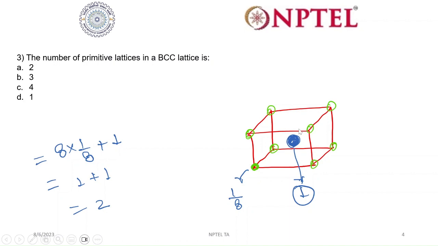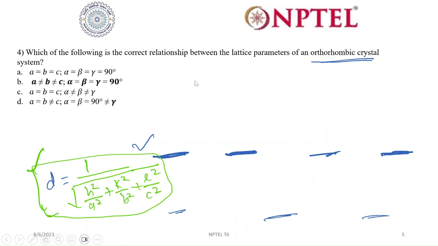Which of the following is the correct relation between the lattice parameters of the orthogonal crystal system? So the answer is D. Please remember these things: cubic, tetragonal, orthorhombic, trigonal, hexagonal, and so on. These are the length and angle parameter relations. This includes both the calculated interplanar spacing distance. Because a face-centered cubic cell is not reduced to the body-centered tetragonal unit cell. These are the options, and the answer is D.